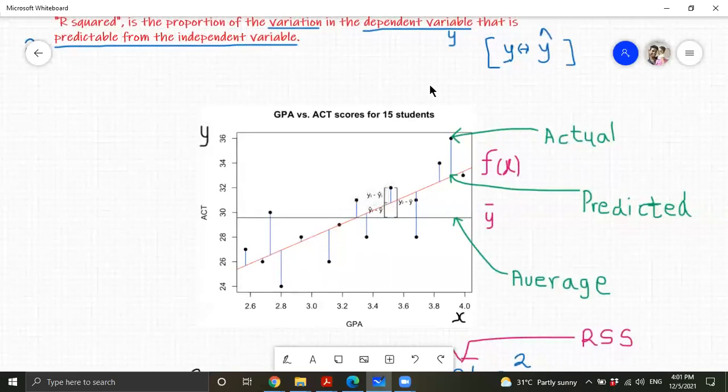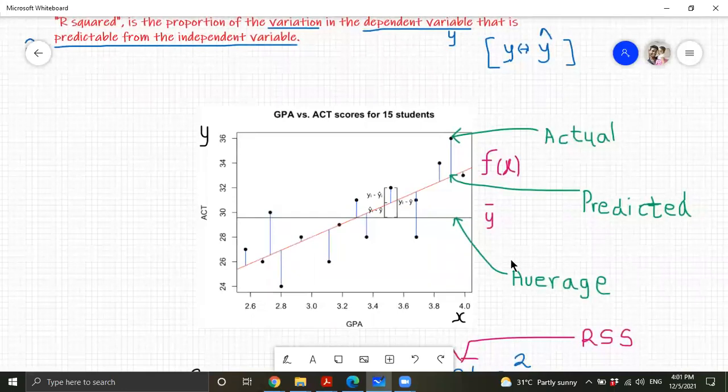After I tell you about this concept, you will understand what RSS and TSS are. Suppose we have some data points, GPA versus ACT. If we plot those data points, and also plot the model we get after the machine learning work, the life cycle of the data scientist, we get a model like this red line. This is the model for the data set.